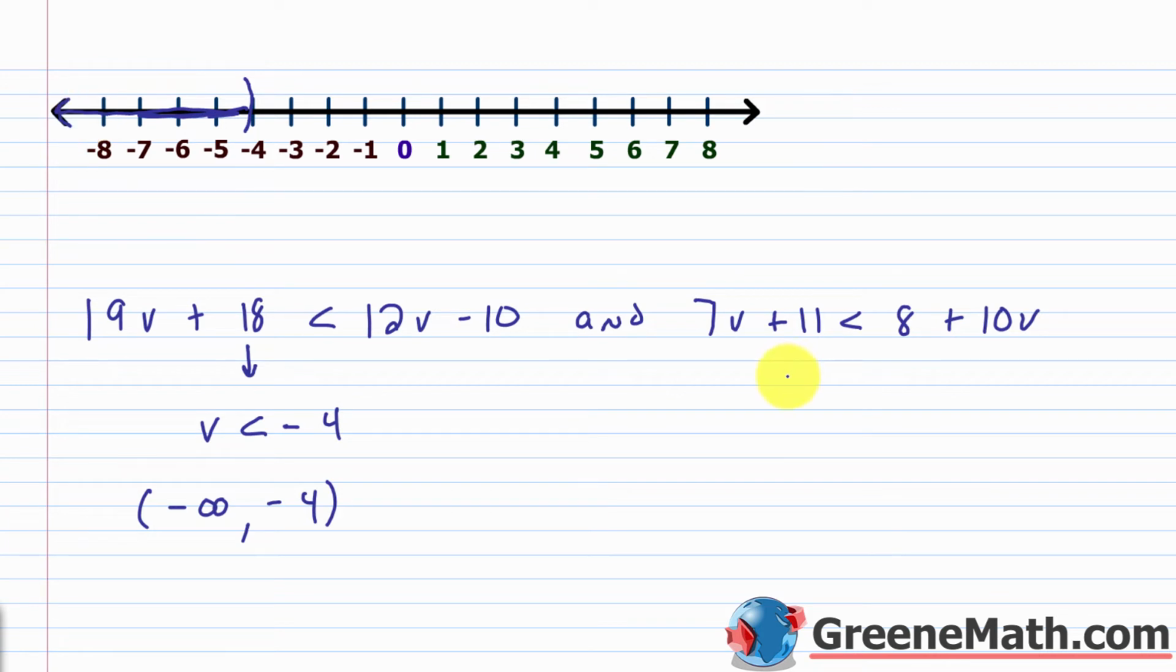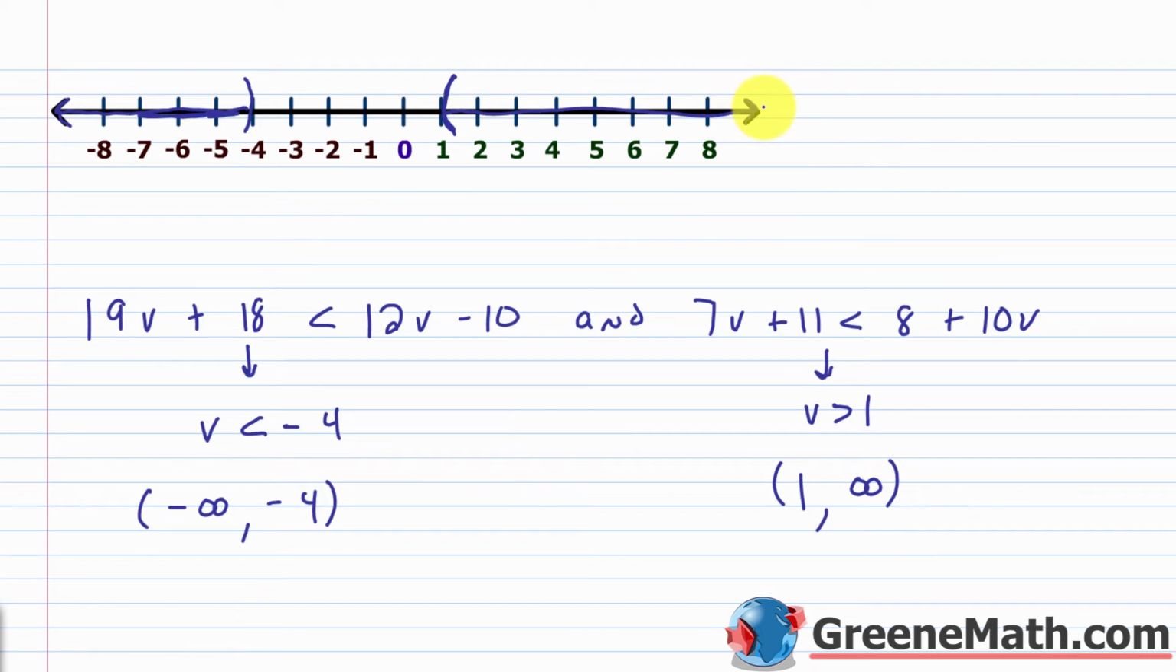And for this guy over here, we found that v was greater than 1. So in interval notation, I put a 1. It's not included, so I have a parenthesis there. Then comma, I have the infinity symbol, parenthesis next to that. Graphically, I'd find 1. I'd put a parenthesis there, and I'd shade everything to the right.